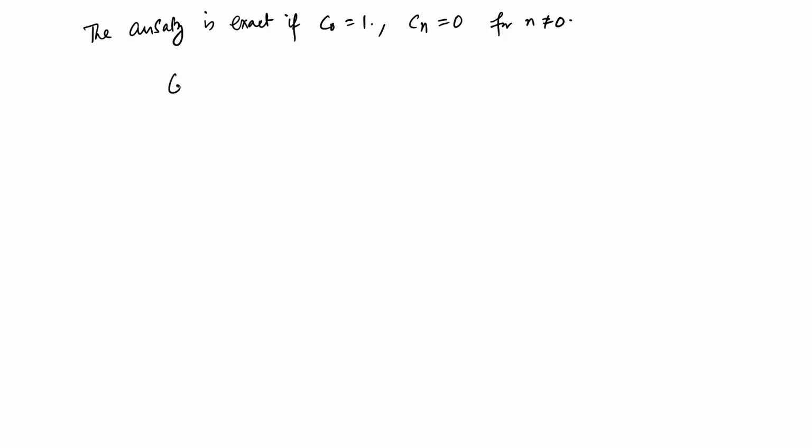And of course, the normalization would demand that C 0 squared plus the sum over all n not equal to 0 of C n squared should be equal to 1. So, that is the normalization. Let me write this, it is demanded by the normalization.